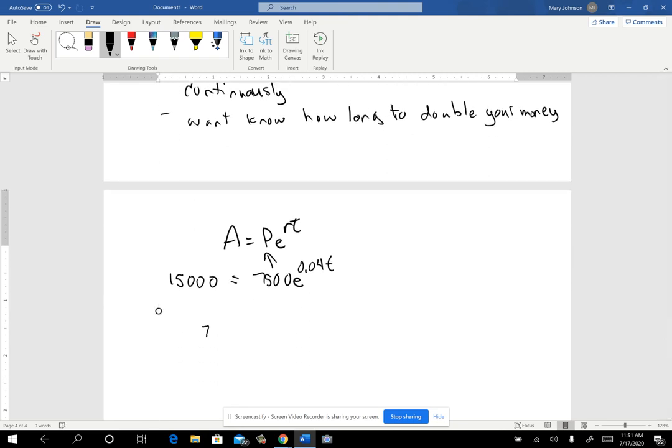So you might have more success if you have your variable that you're trying to solve for on the left. So I'm just going to flip the two sides of the equation around to start with. Now, before you log both sides, divide by the 7,500. And you get e raised to the 0.04t equals just 2.